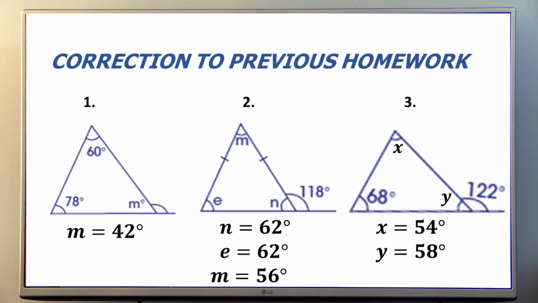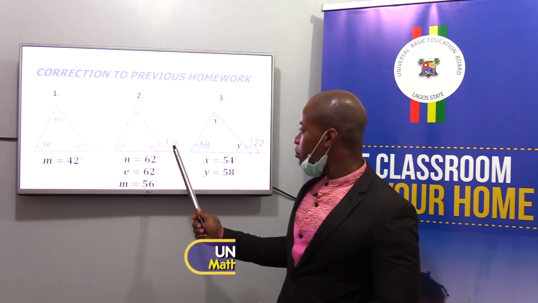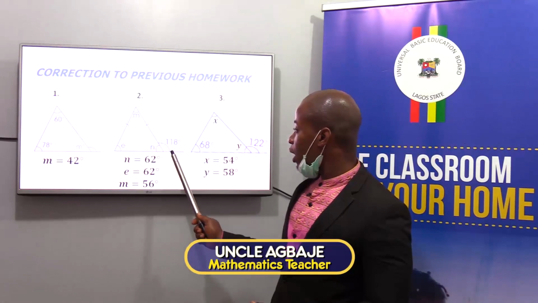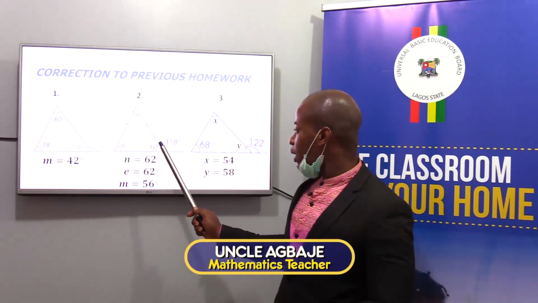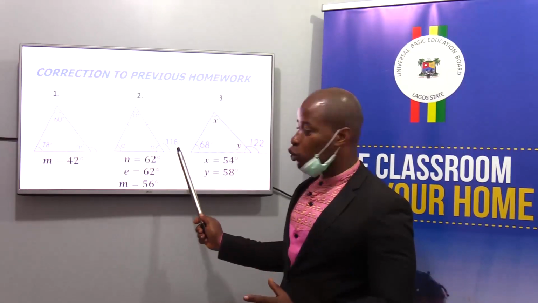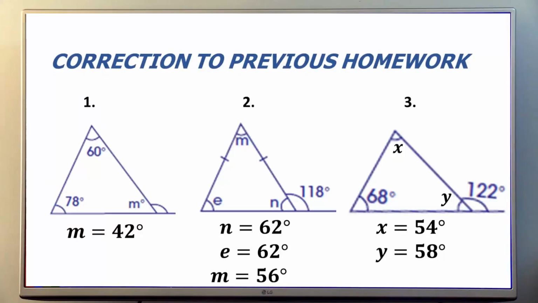In the second diagram, we have to find 3 missing angles. So we begin by doing the ones we know. And we know that this is a semicircular angle, which should give us 180. And now N is 62, because 62 plus 118 gives us 180. If N is 62, this is an isosceles triangle, so E will also be 62. Now you have 62, 62. The last one has to be 56. 56 plus 62 plus another 62 gives you 180 degrees in the triangle.